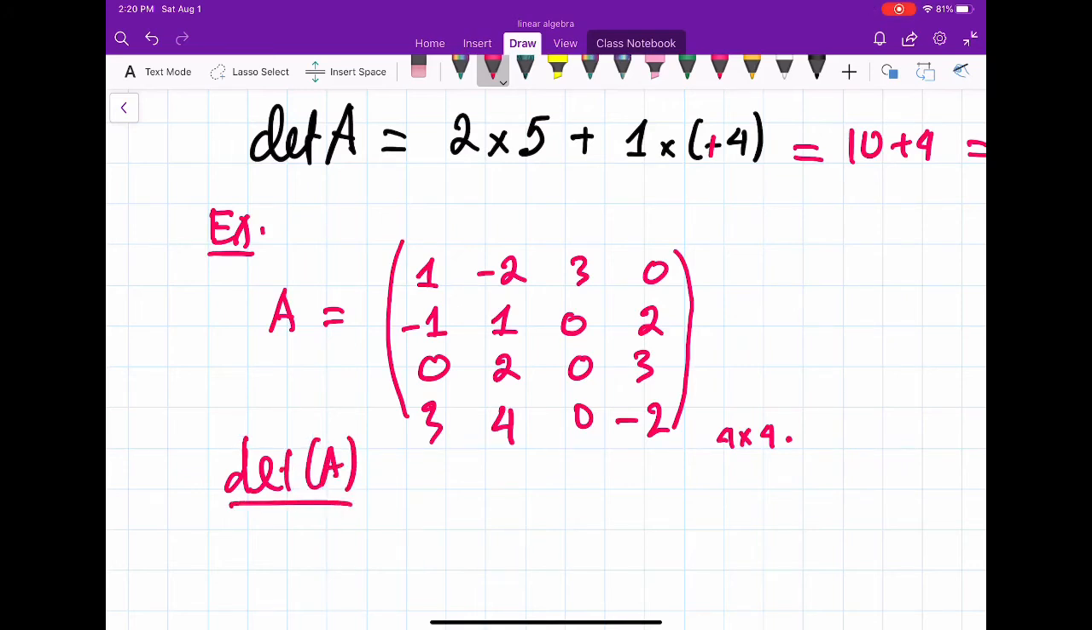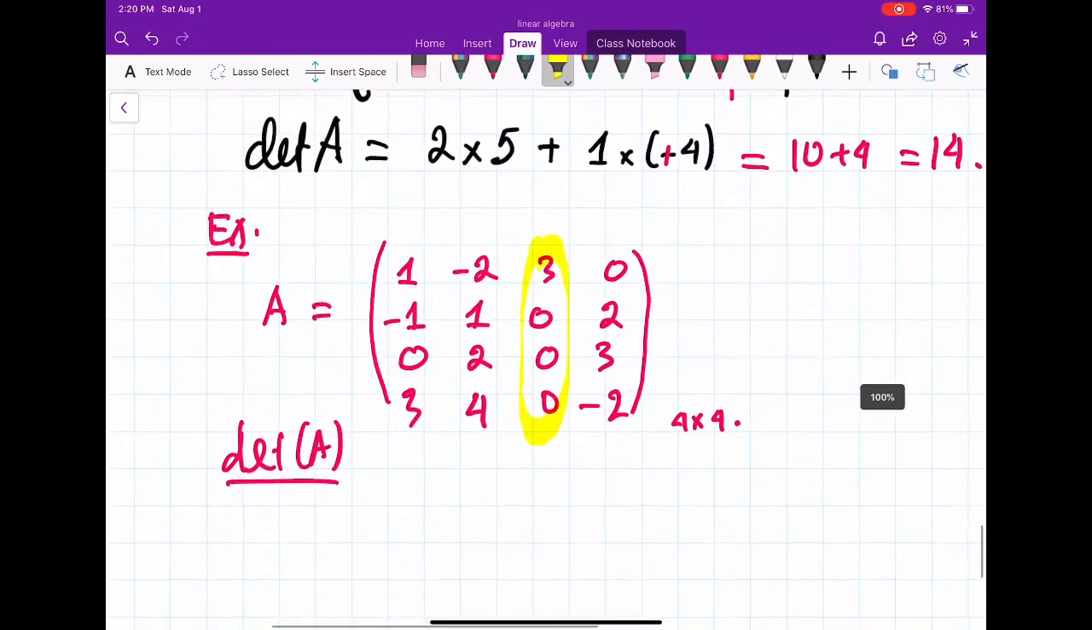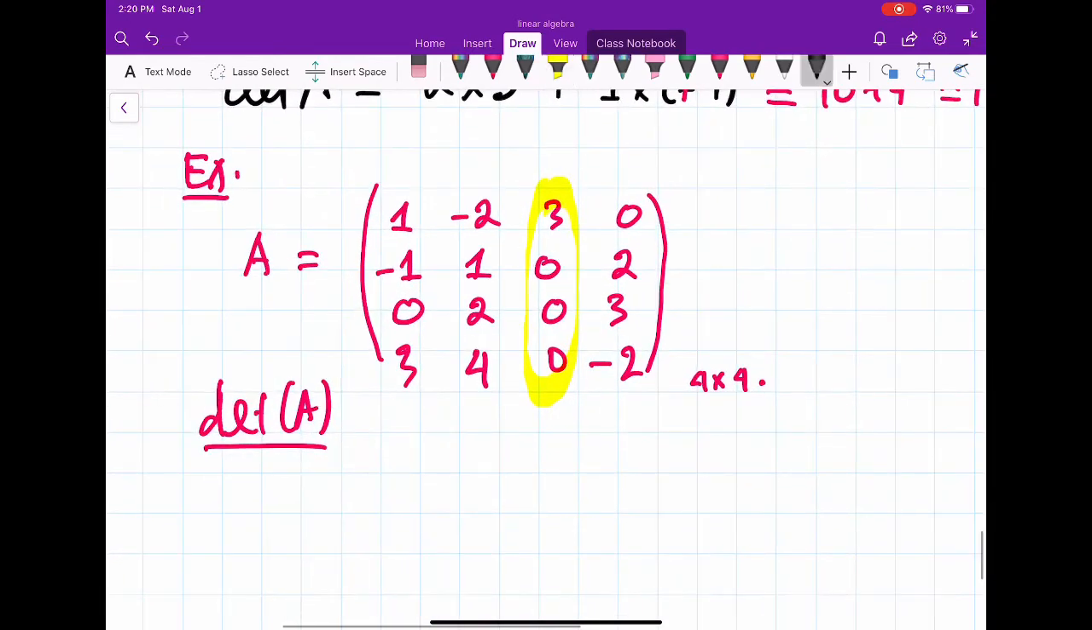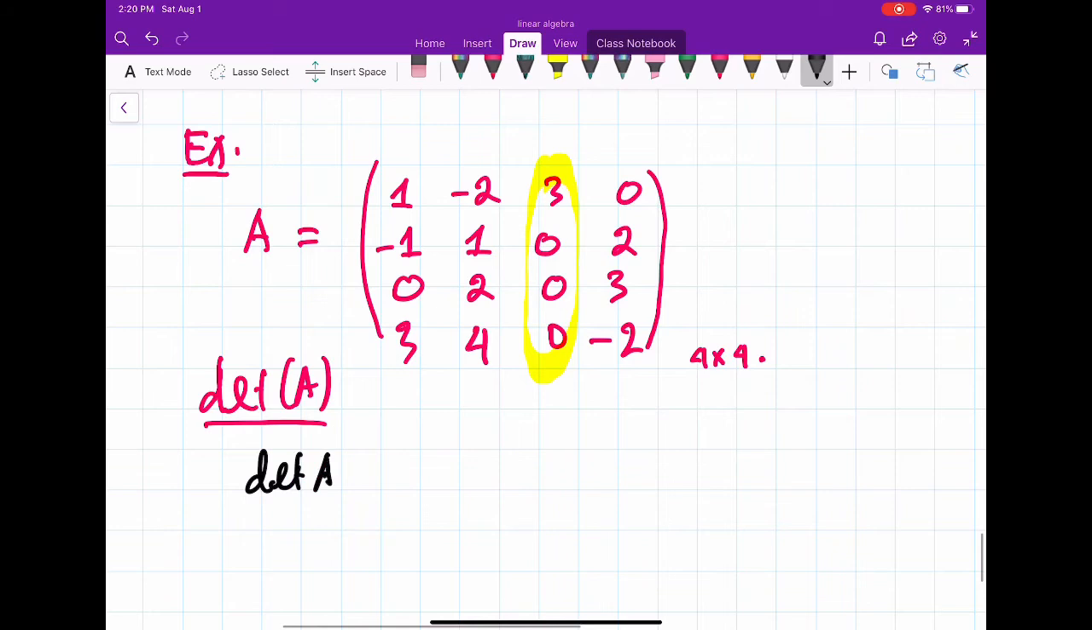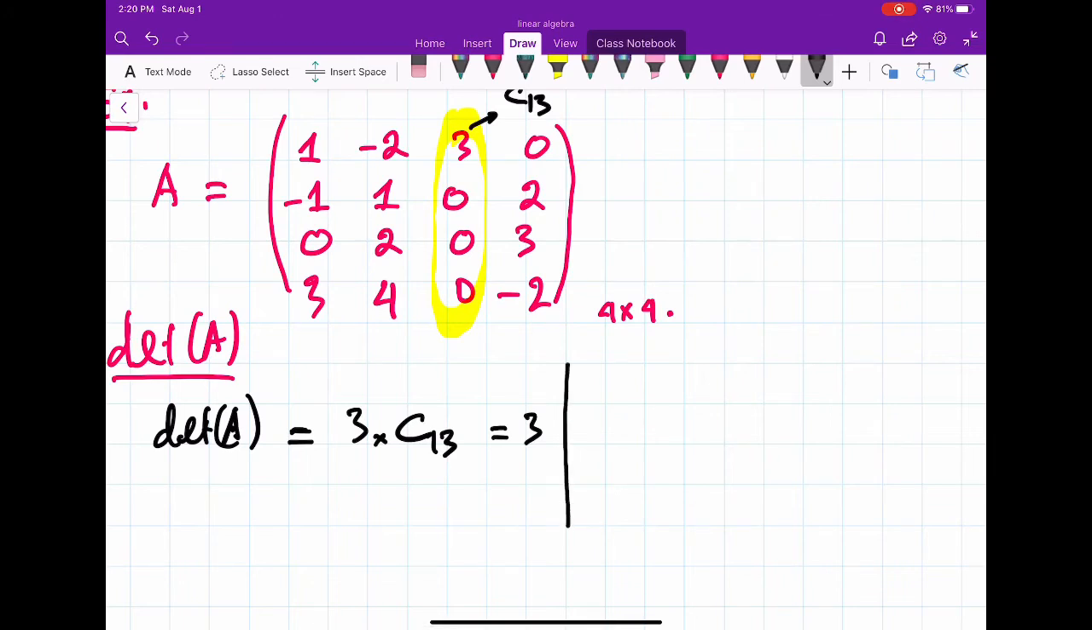And again, we need to choose a row or column with more zeros. Which one? It is right here, right? You can see that on the matrix right away. So here you have 3 zeros, which is good because if those entries are 0, you don't have to find their cofactors. All right. So from the formula, the determinant of A is equal to 3 times C13. Is it correct?